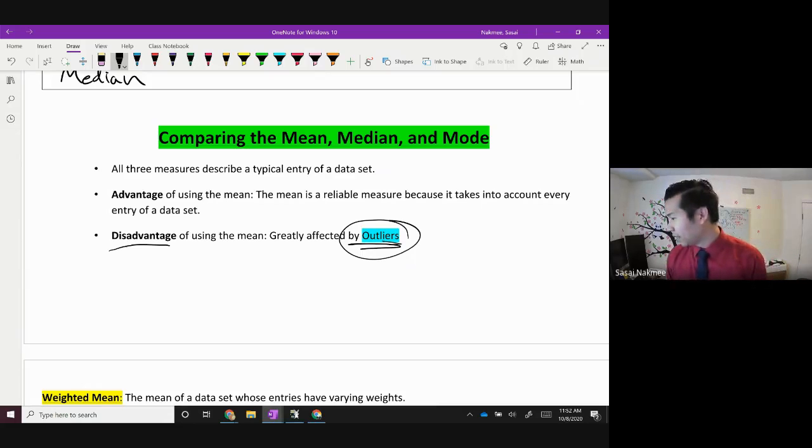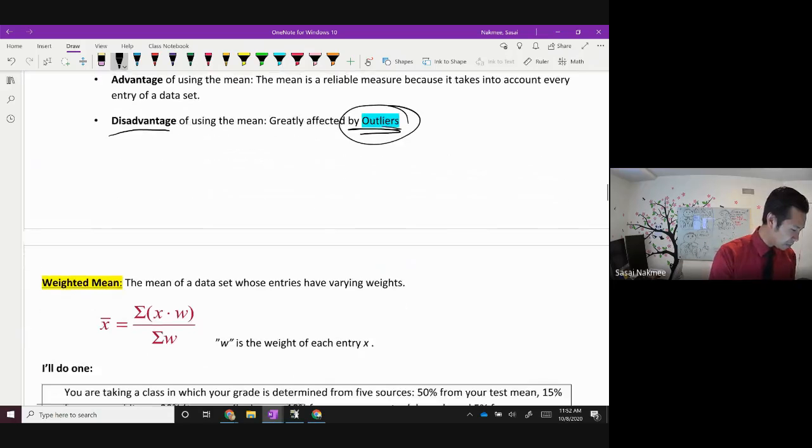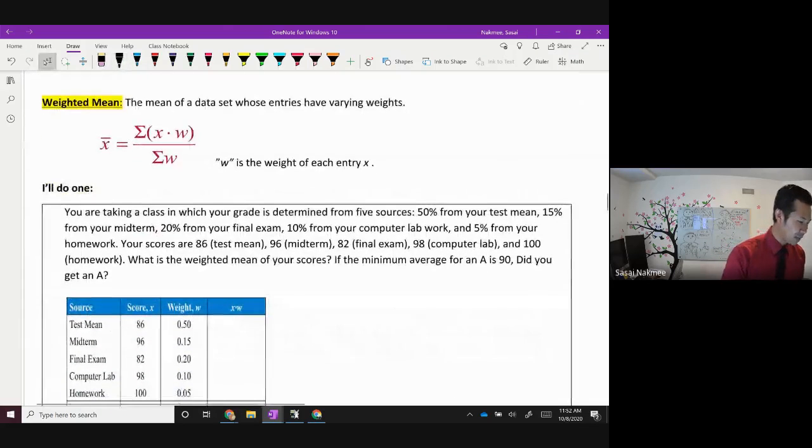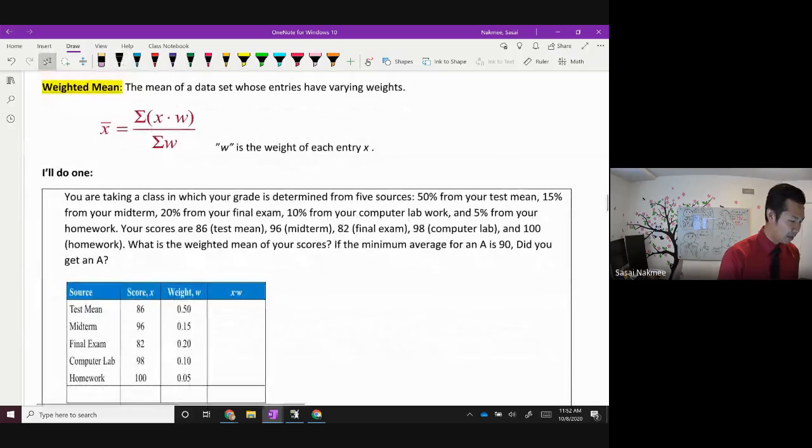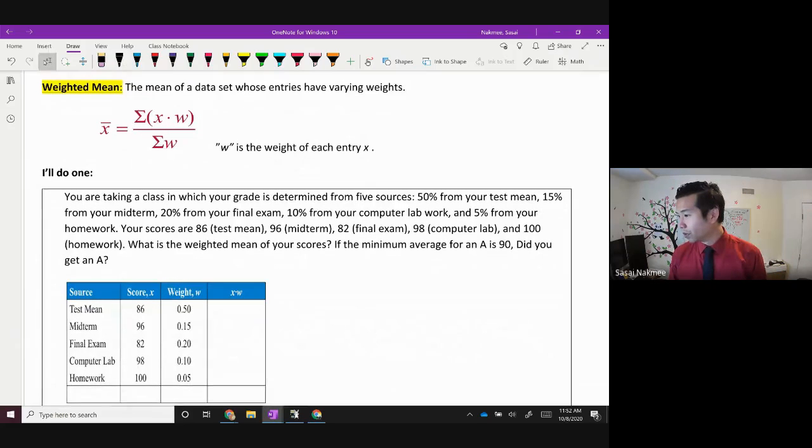All right. That being said, let's see here. I'm going to move down here, and this is where we're going to leave off. I want you guys to take this equation right here and write this down. We're going to be talking about calculating a weighted mean, a weighted average, a weighted score, right? What is the mean of a data set whose entries have varying weights? And if you're unfamiliar with a weighted mean, it's most commonly used when you're calculating your grades.